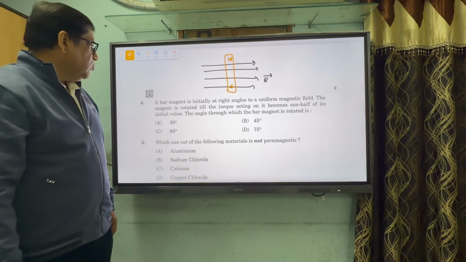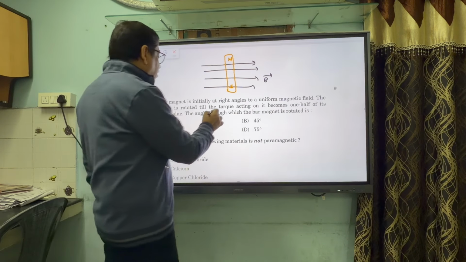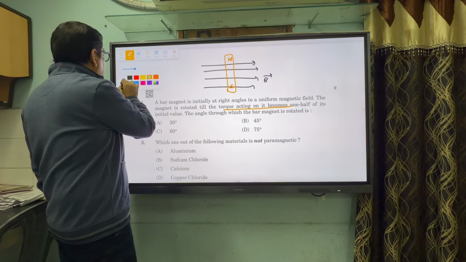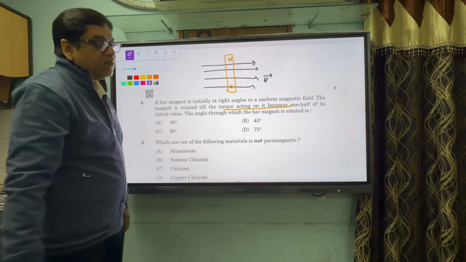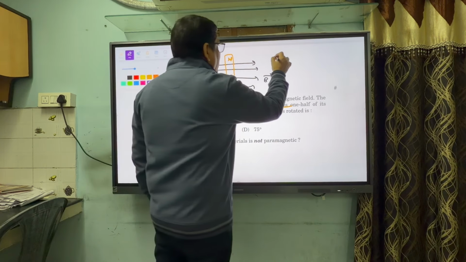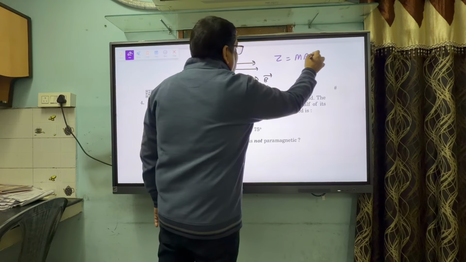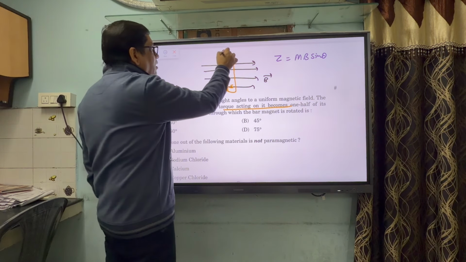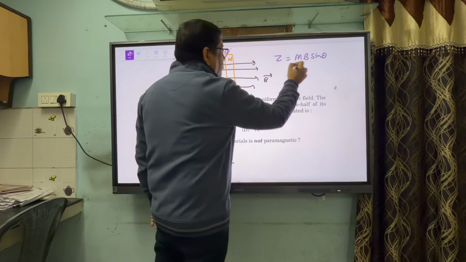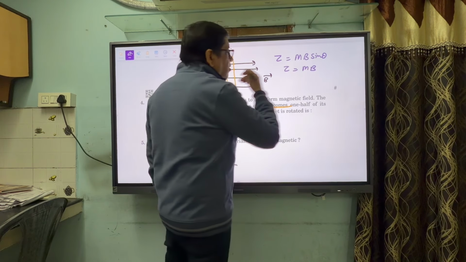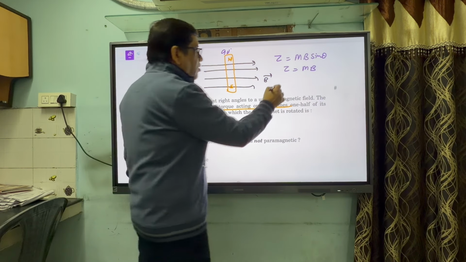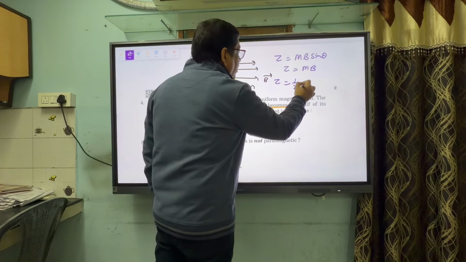Now it is moved to a point where torque becomes half of the initial value. We have to find out that point. Torque on a bar magnet is given by mB sin theta. When it was at a 90-degree angle, torque was maximum, sin 90 is 1, so torque is mB. Now we reach a point where torque is half of this maximum value of torque.